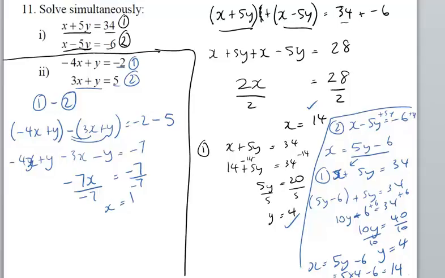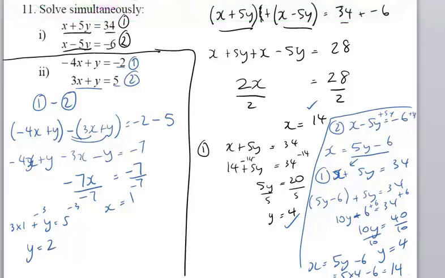And we substitute into one of our equations above. Second one looks easier, so we're going to say, well, 3x, 3 times 1 plus y is equal to 5. So 3 plus y is 5. We're going to minus 3, minus 3. y is equal to 5 minus 3, which is 2.